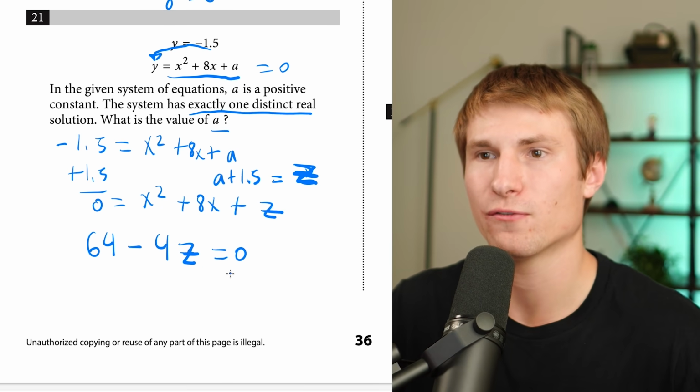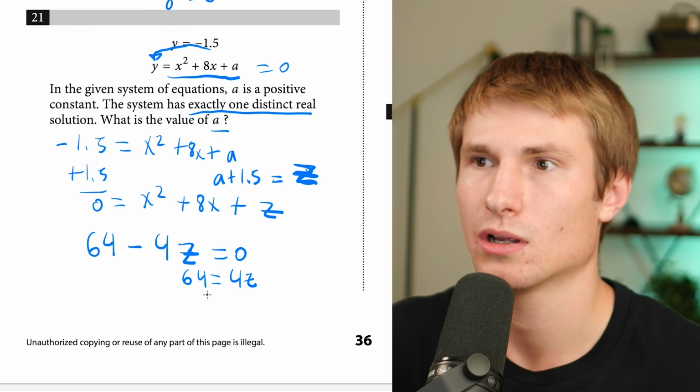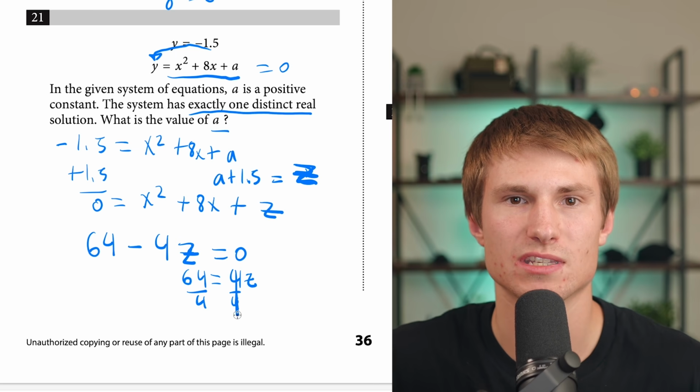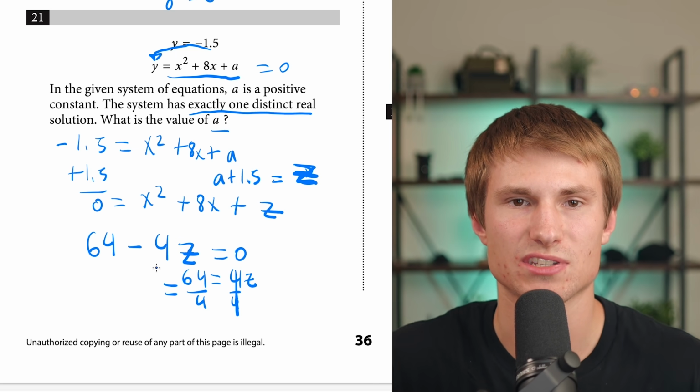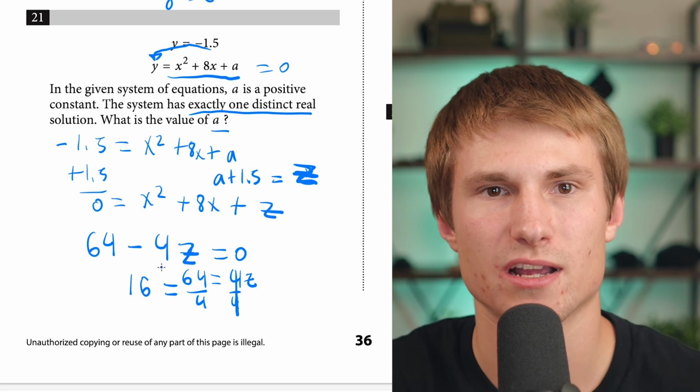Now it's pretty easy to solve. We're going to add 4z to each side, so we'll have 4z is equal to 64. We'll divide both sides by 4 to isolate z. So now we have z all alone. We know that z is equal to 64 over 4, which is going to equal 16. So now z is 16.